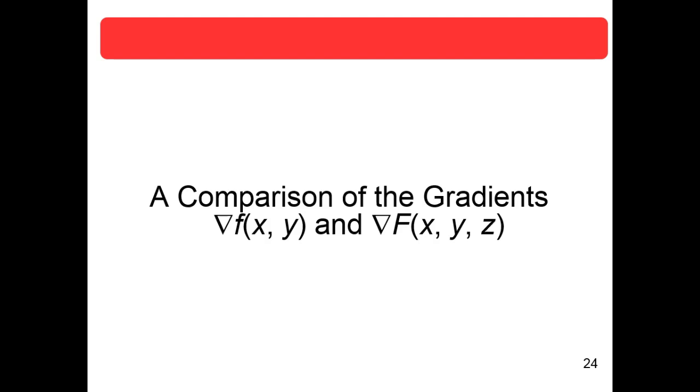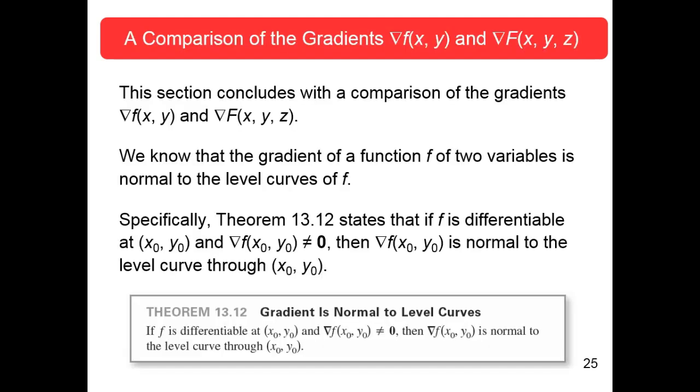Okay. And then the last little subsection here is a comparison of the gradient of alpha of x, y, and the gradient of capital Alpha of x, y, z. Okay? All right. This section includes a comparison of these two. Now, this is the gradient of a two-dimensional function. Alpha is a two-dimensional function here, and this is a three-dimensional function.